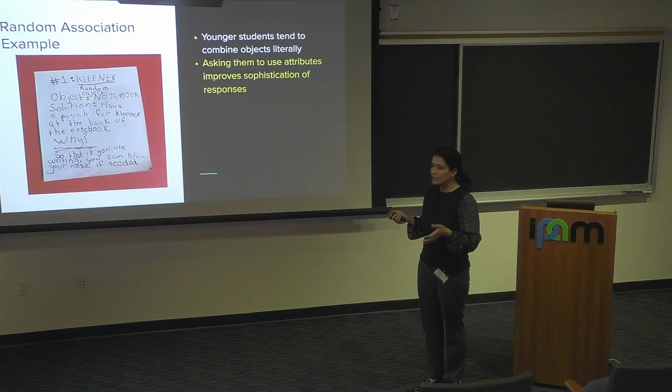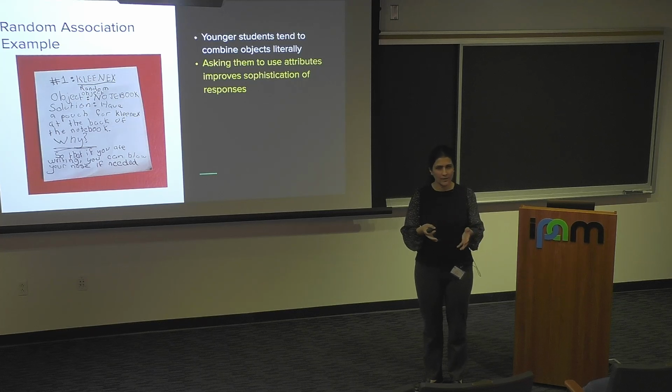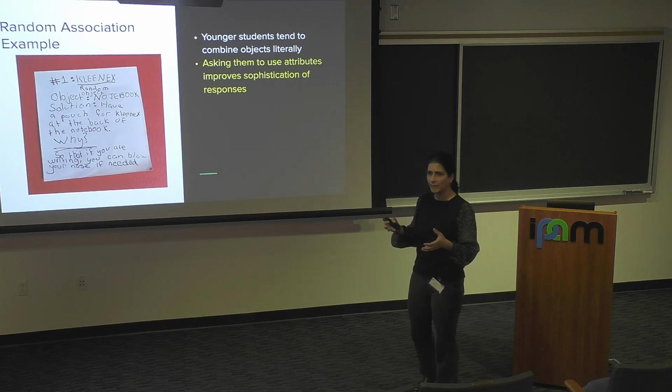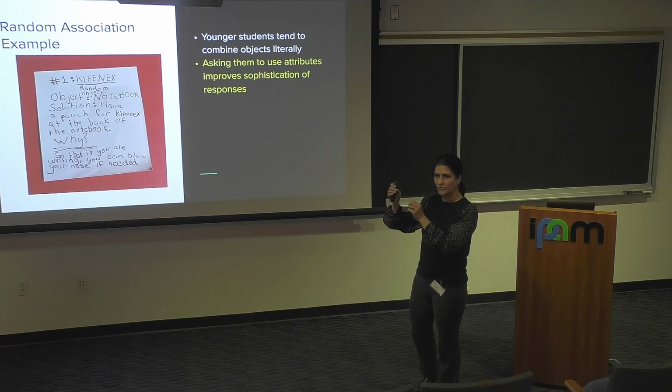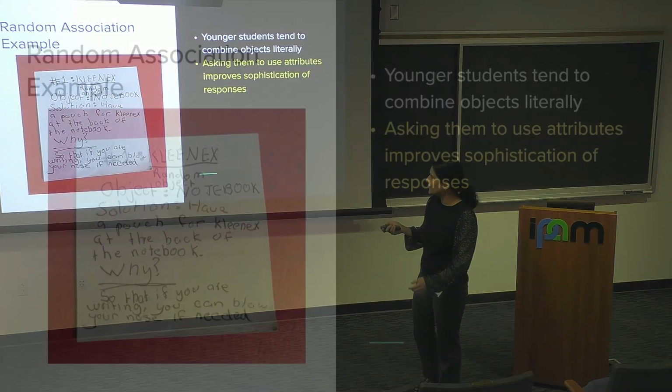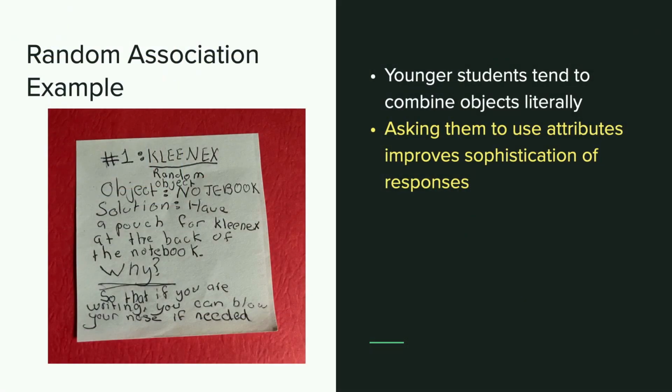In fact, you can teach kids to do that also. So when kids are very young, they tend to directly combine. And as you grow older, then sometimes you start to get a little more sophisticated and you're taking an attribute. So in this case, this is by a second grader, and they're trying to make a notebook. And so his idea was he's going to combine it with a Kleenex.